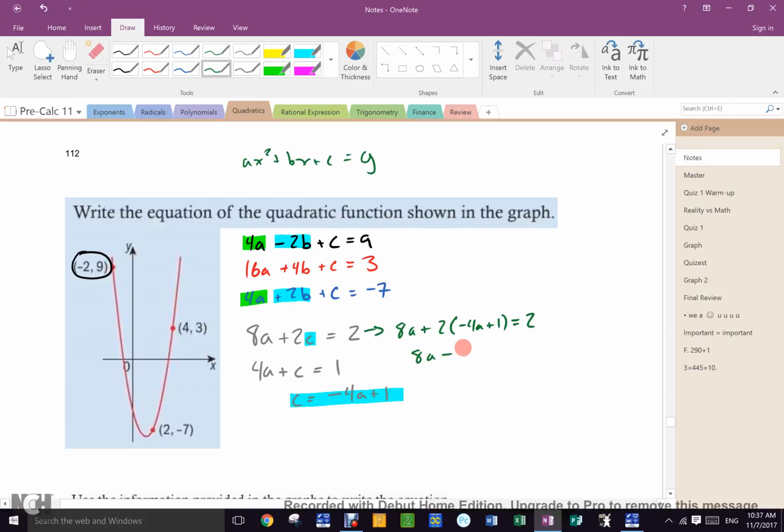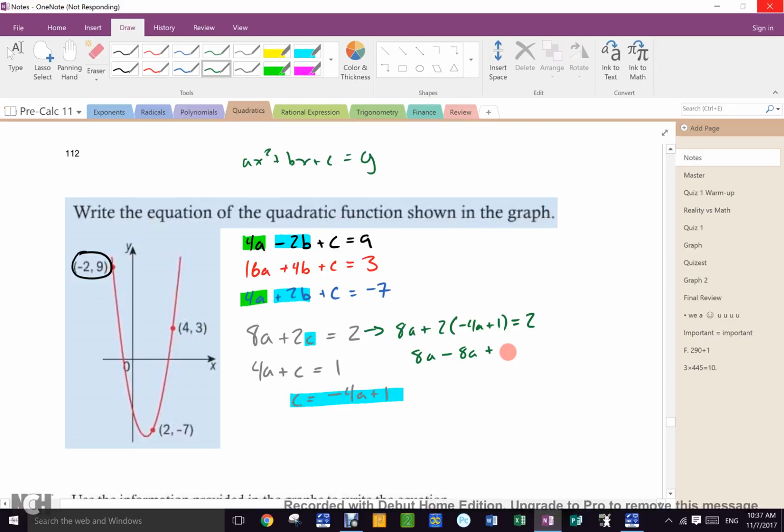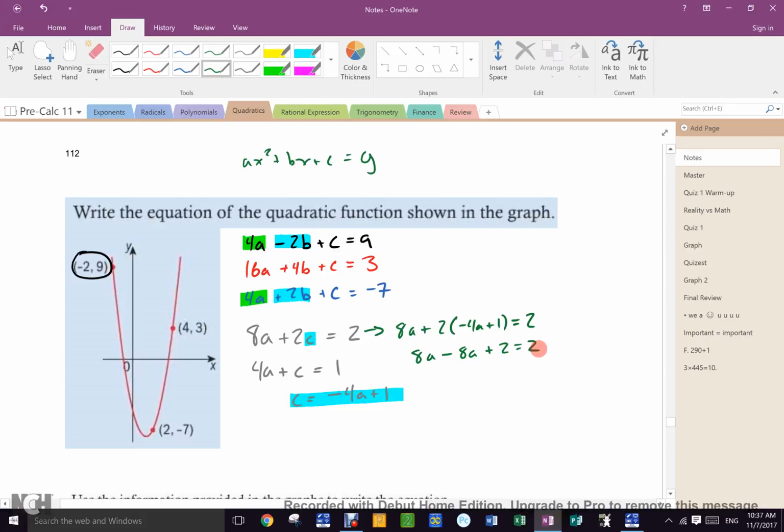8a minus 8a plus 2 equals 2. Uh-oh, what just happened? The a's have canceled out. Correct? And what else happened? The 2's canceled out. Did it find me my unknown? No, it just tells me 0 equals 0. We know 0 equals 0, don't we?